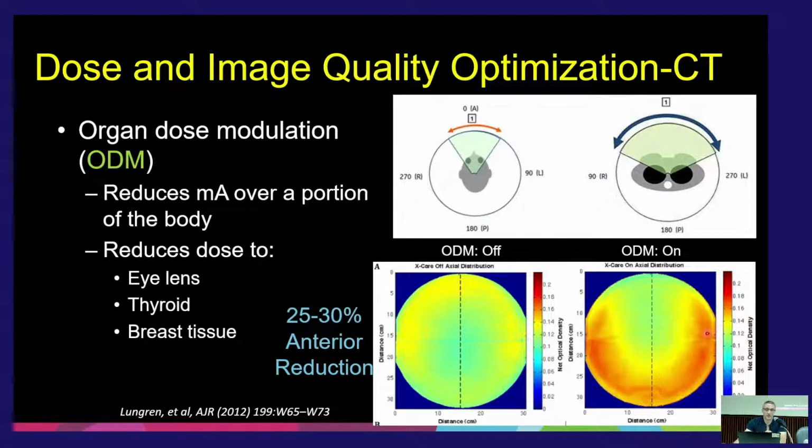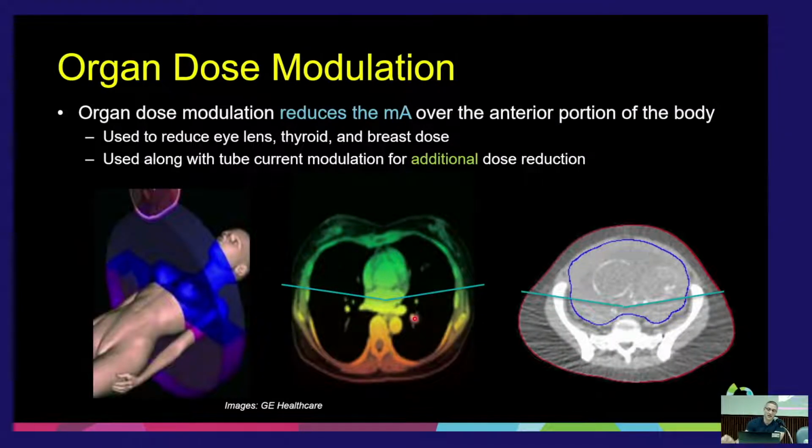That's for one vendor. The other vendors that use organ dose modulation, all the other ones, they don't turn it up. They reduce it anteriorly and they keep it normal for the backside. So it wouldn't be as red, it would be back to just yellow. So you could imagine it just being kind of blue up here. So you have to understand, if you're going to use organ dose modulation, you need to understand your vendor specific implementation and how they use it.